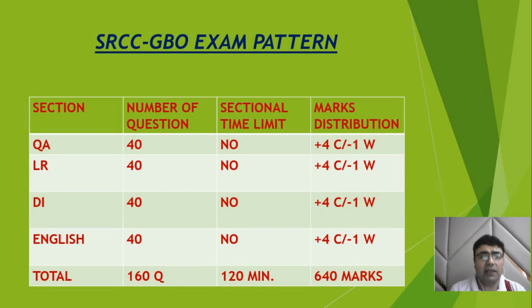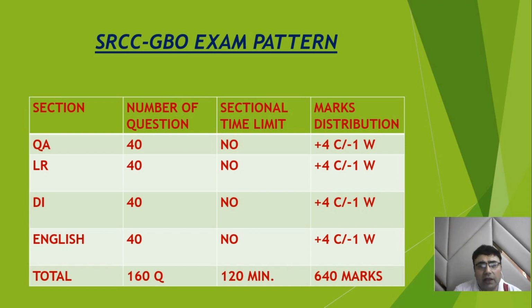One of the sections that appear in this exam is quantitative aptitude. 40 questions are asked from this section. Again, no section time limit. +4 marks is awarded for each correct answer, and there is a deduction of -1 mark for each wrong answer.